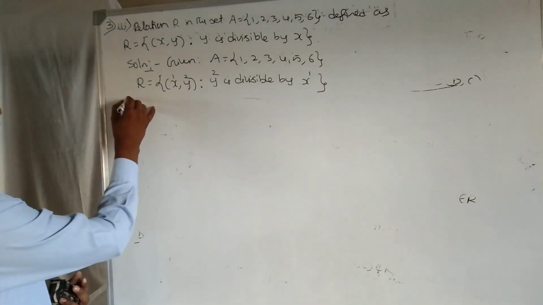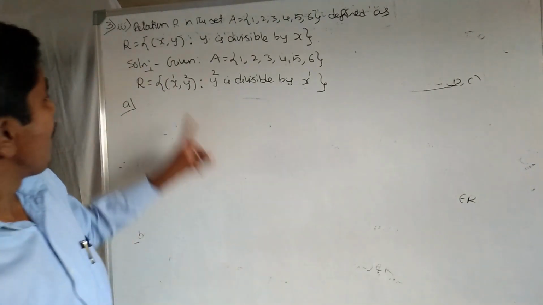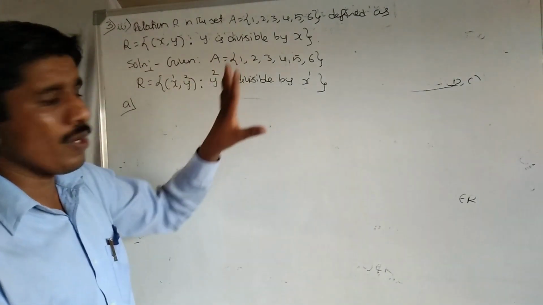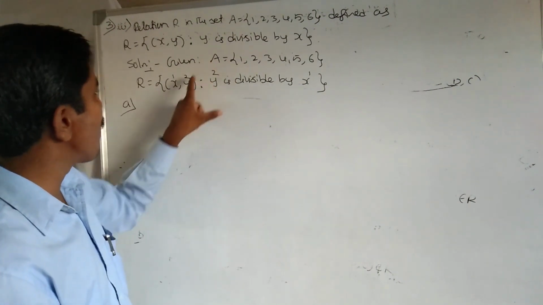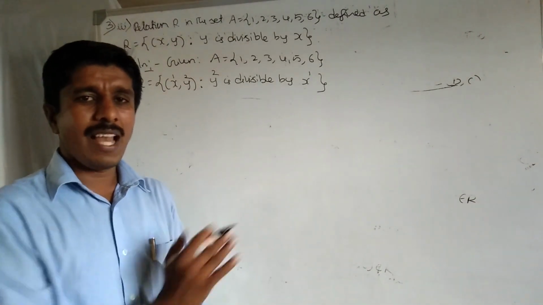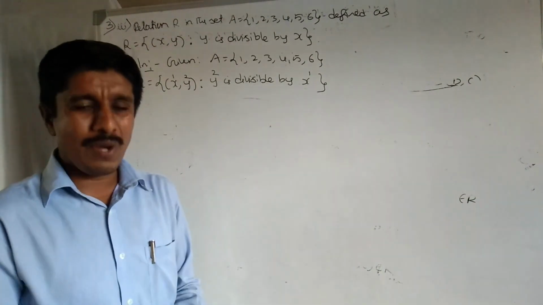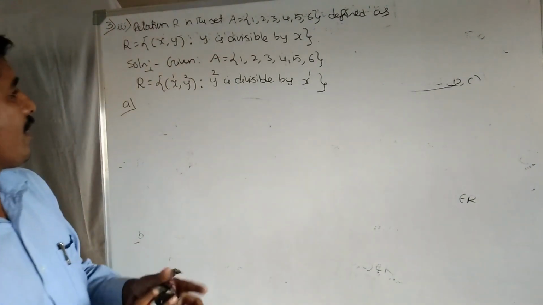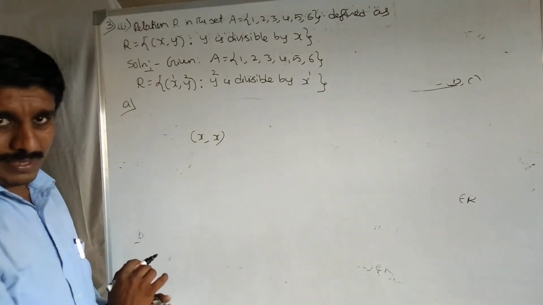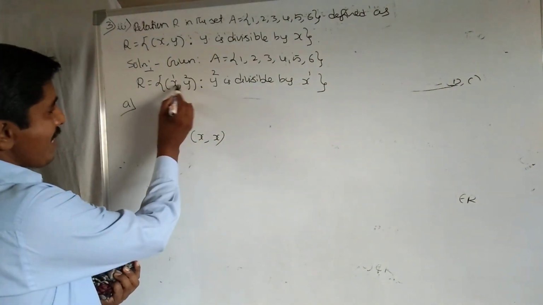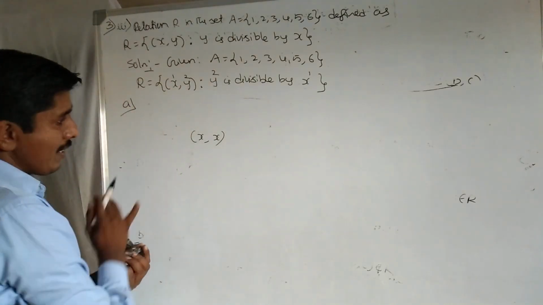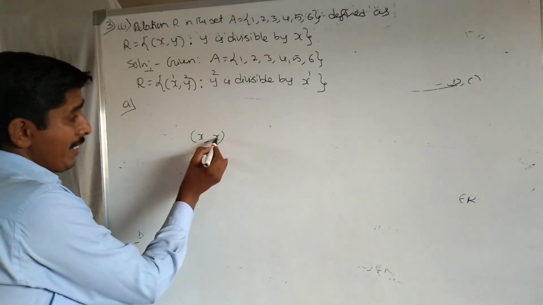First one, reflexive, I am taking directly. A relation is defined on set A. This means both x and y belong to set A. That is understood. Here x belongs to set A, y belongs to set A. When we say that a relation is reflexive, it means every element is related to itself. Here every element is related to itself, which means the first element x and the second element is also x. Correct. Here the relation between the first and second element is that the second element is divisible by the first element. Correct. For reflexive, the same element is related to itself.